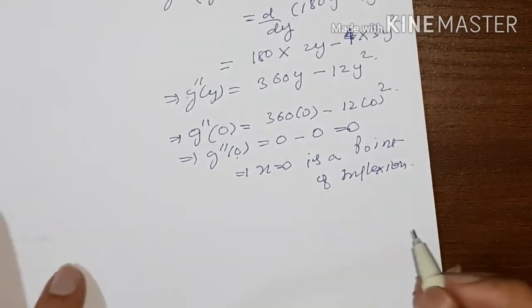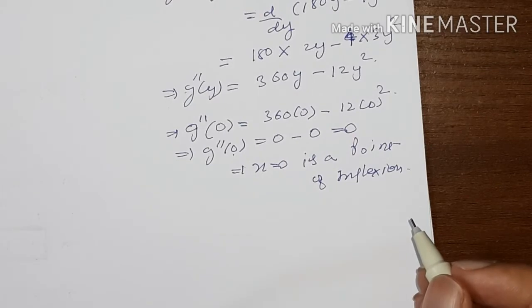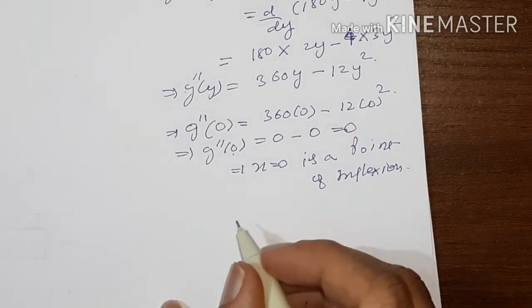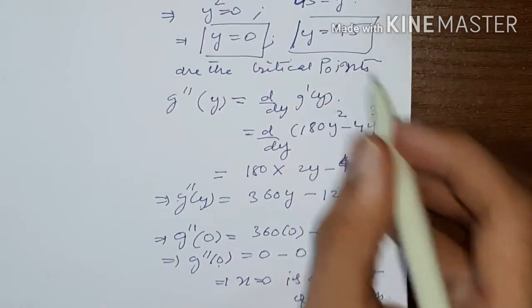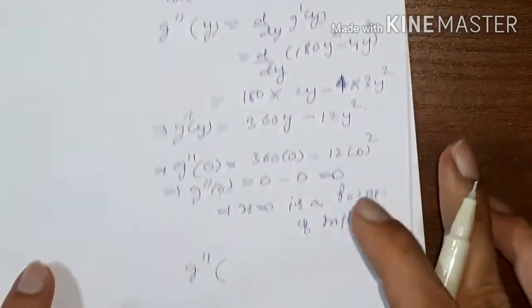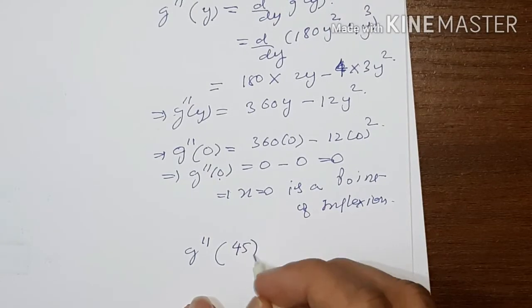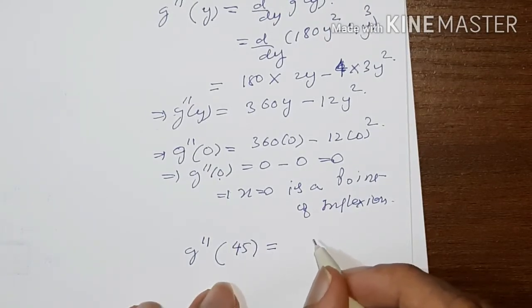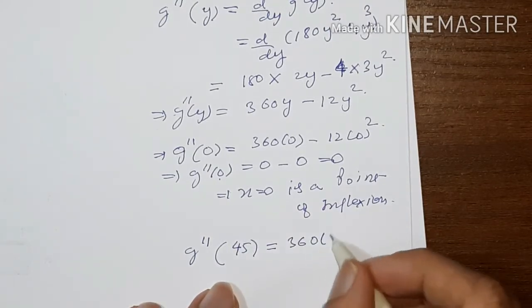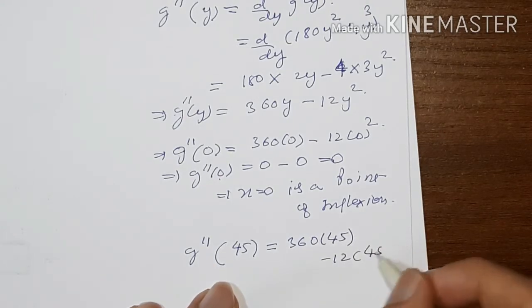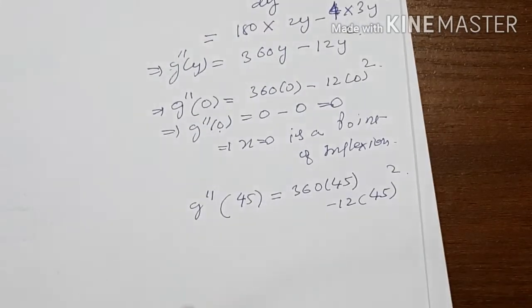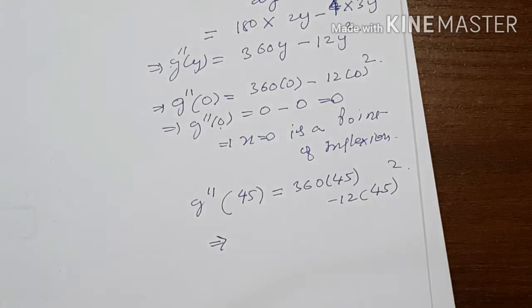Now what we have to find is the double derivative at the next critical point, that is 45. So the double derivative at 45 will be 360 times 45 minus 12 times 45 square. So that will be what?